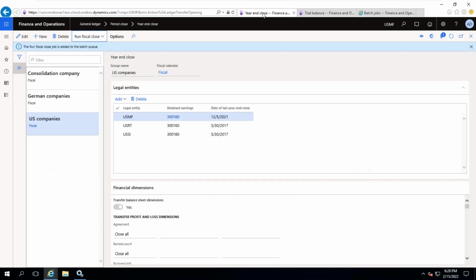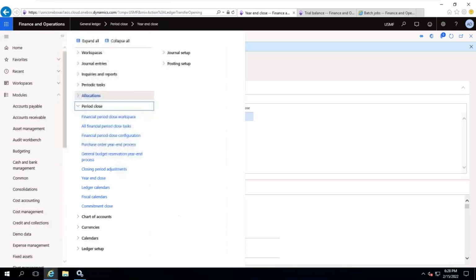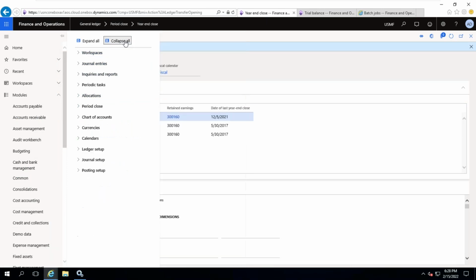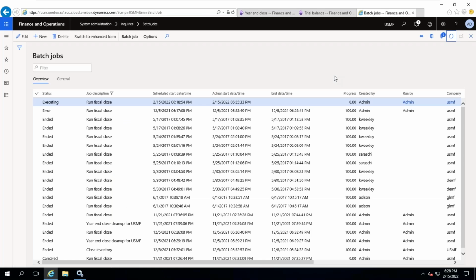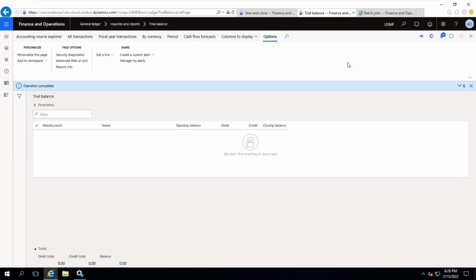Okay, if not, let me give it a minute. This is fine. It will execute, no problem. We need not do anything. It will execute. Once it is started, within 1 minute, it will be finished. It will not take much time. So once it reaches 100%, you will find the trial balance here.